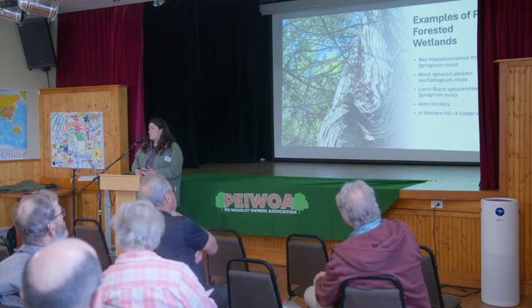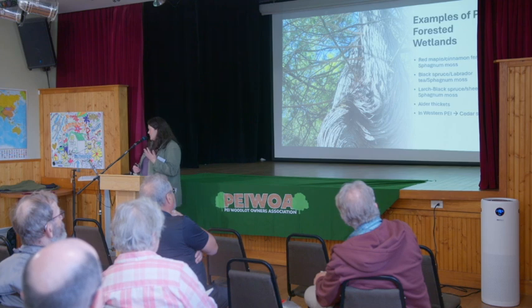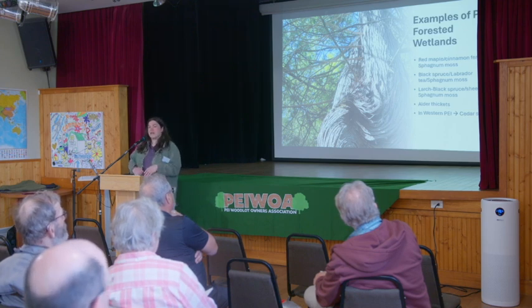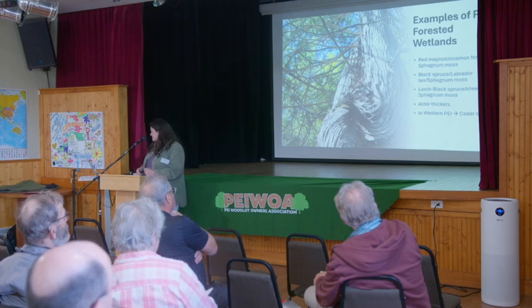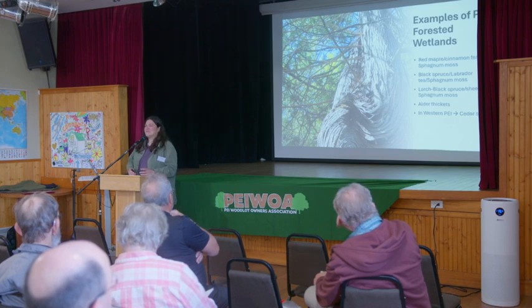And so some examples in PEI that you're probably quite familiar with. We've got red maple swamps, so things like they would have cinnamon fern, sphagnum moss. There's black spruce swamps. They've got lots of different shrubs, but often Labrador tea and sphagnum moss. And then there's a mixed coniferous wet forest type, which is larch and black spruce with sphagnum moss. Sphagnum moss is a bit of a theme.